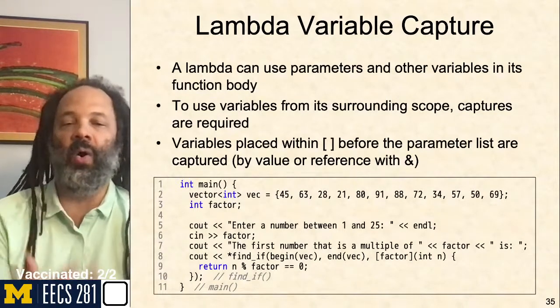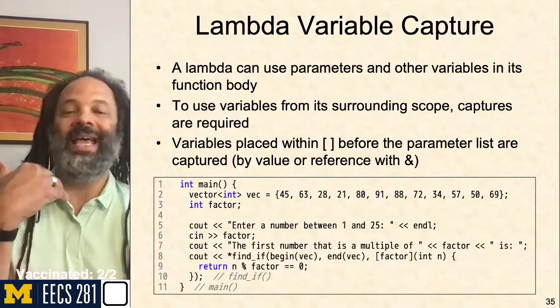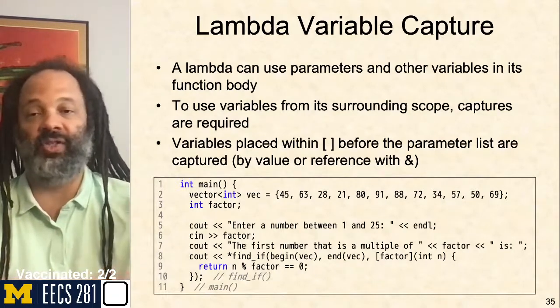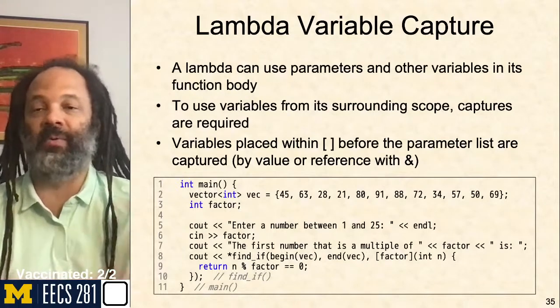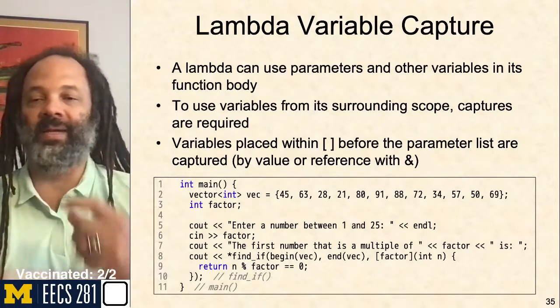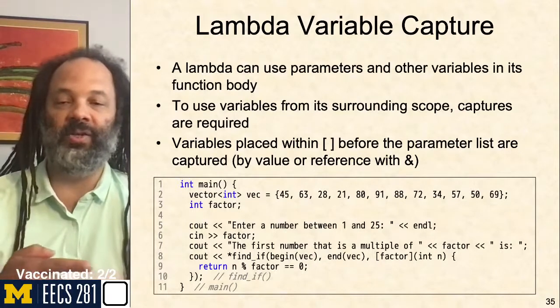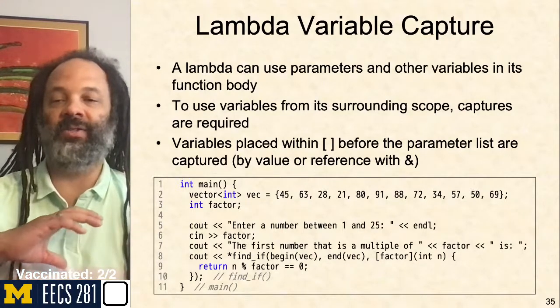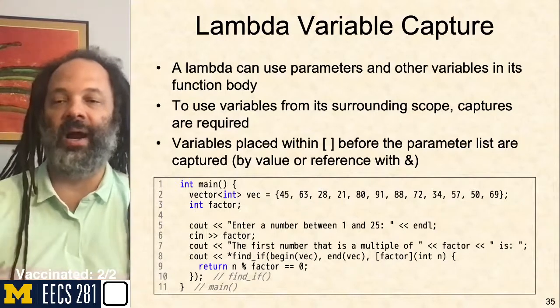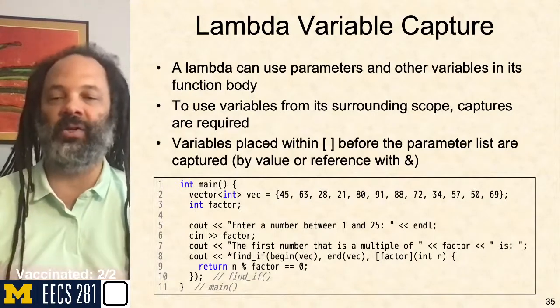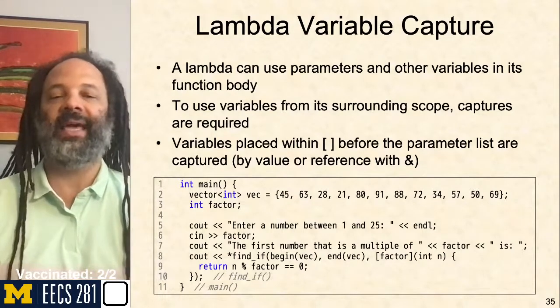Now, the goal here is to be able to use factor inside my lambda. So my lambda has, obviously, just like a function, local variables and parameters, but this isn't a parameter list that I can control. Because this is being called by the STL function find_if, the STL function says, here's what you get as arguments. But if I want to have something else that's customizable to that function, I need to include this in the captures list.